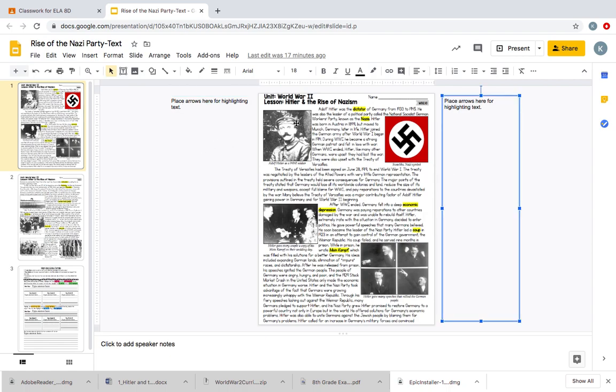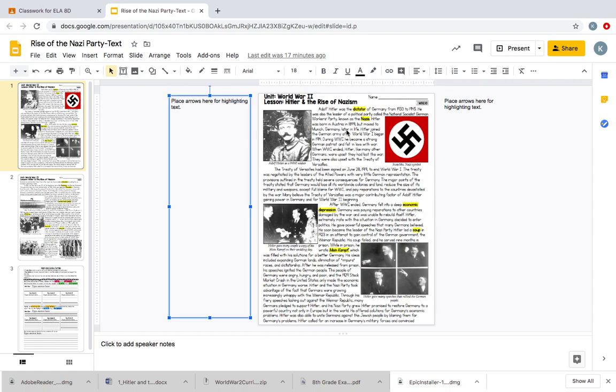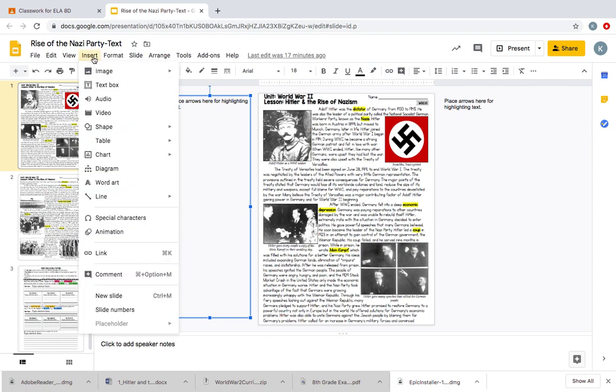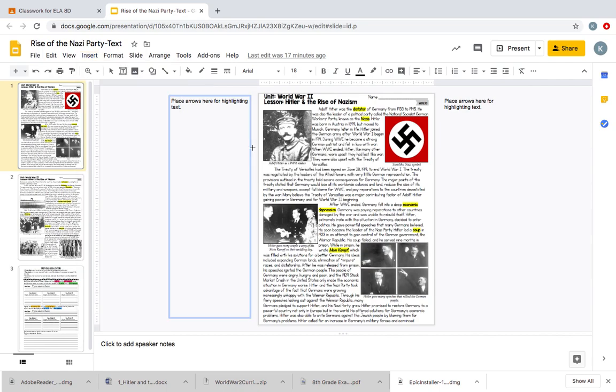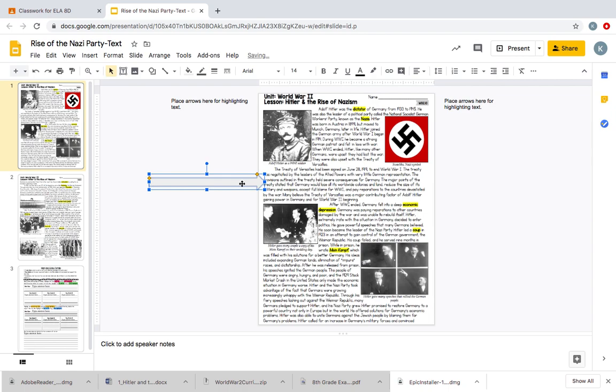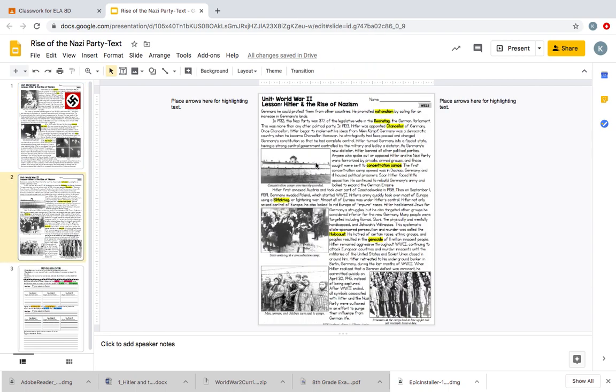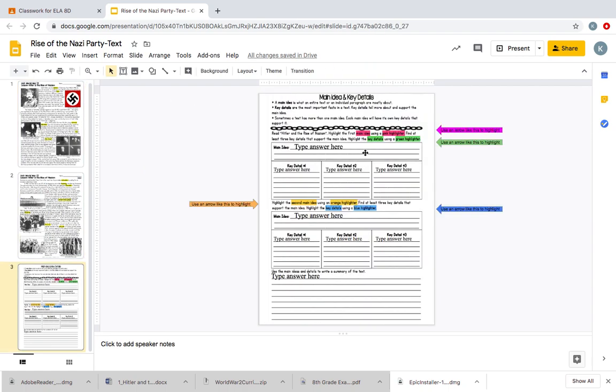Okay, so what that means is you are going to click insert, shape, arrow, and if we're doing this side, I would choose this one. And let's say that these 3 sentences are an example of the main idea. Okay, and the main idea had to be pink.